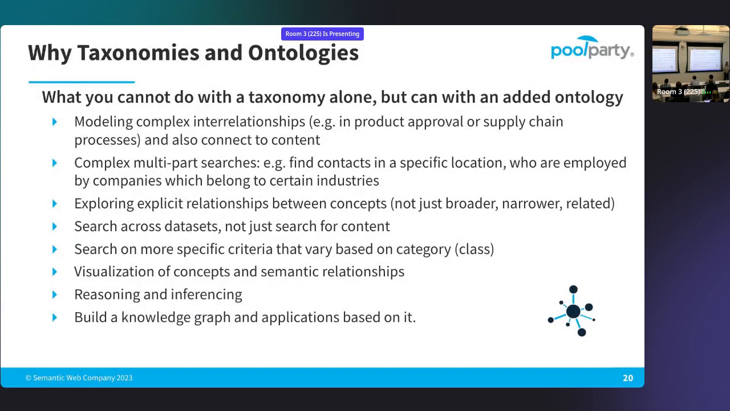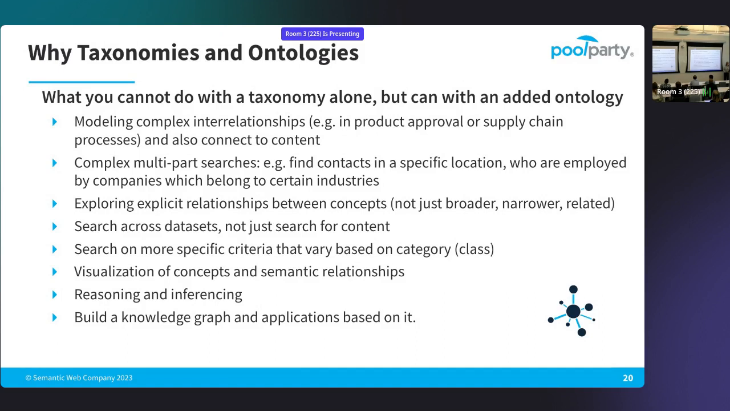Okay, now, great, taxonomies are great. Why extend them into ontologies? Well, there are other things you can do with an ontology and not a taxonomy alone, especially adding an ontology to a taxonomy. Modeling more complex interrelationships, obviously these semantic relations, which are interesting when you want to figure out how things are related, especially maybe in product approval or supply chain processes. There's more going on. And then also connecting to content too. We're not just modeling it for the sake of modeling.